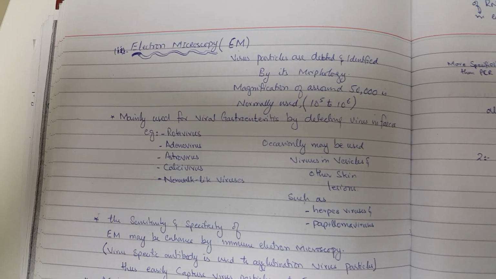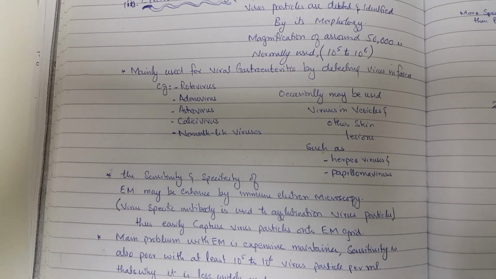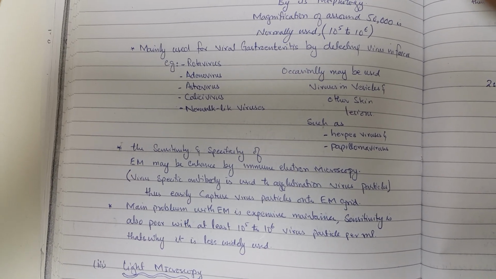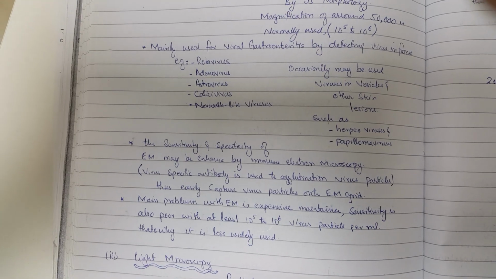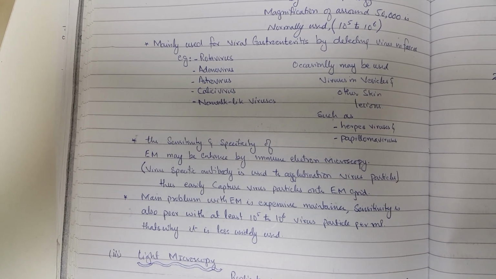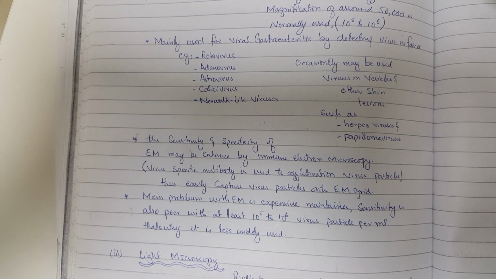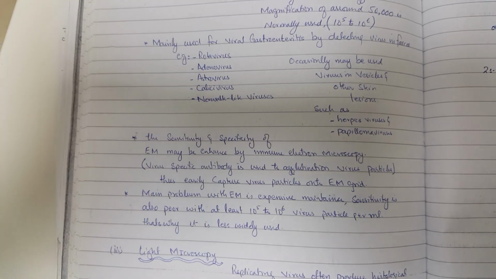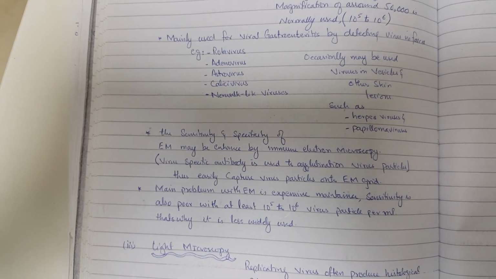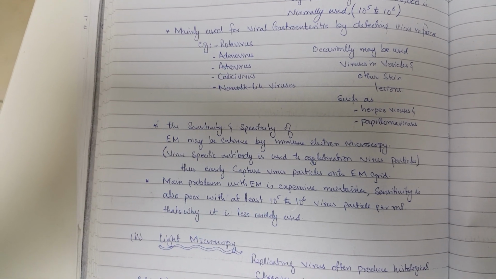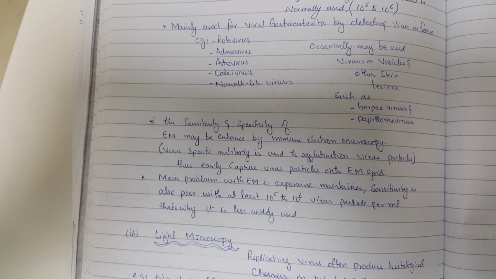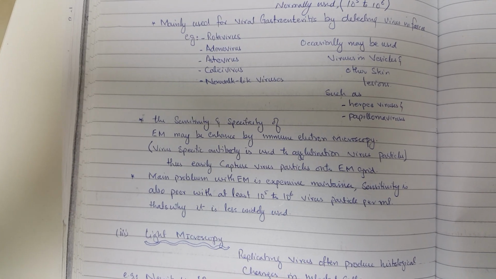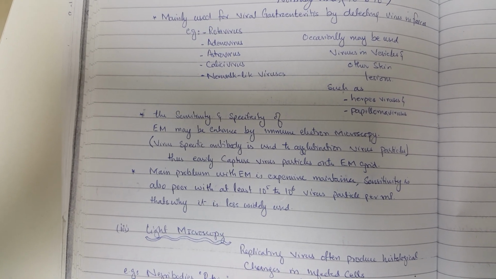The sensitivity and specificity of EM may be enhanced by immuno electron microscopy, in which the virus particles are incubated with specific antibodies, causing agglutination of virus particles, and thus easily capturing virus particles onto the electron microscopy grid. The main problems with EM are expensive maintenance, and sensitivity is also poor, with at least 10 to the power 5 or 10 to the power 6 virus particles per ml. That's why it is least widely used.